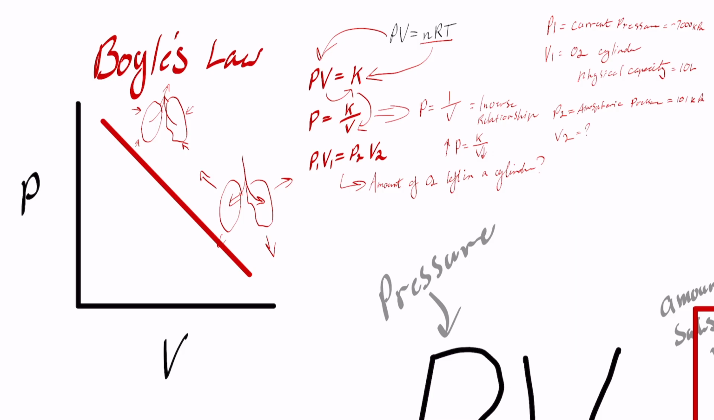So we can actually put V2 on one side of the equation by making it V2 equals P1 times V1 divided by P2.